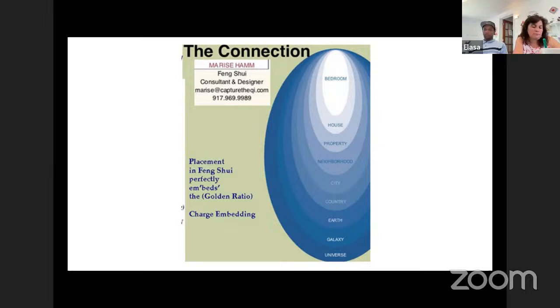But this image shows just how it says bedroom, house, your property, your neighborhood, your city, your country, the earth, the galaxy, the universe. Those micro are literally affecting the macro and vice versa. I believe it because a lot of who I am at home starts at home. I bring it wherever I go. If I'm having a rough day at home, of course, you don't see it, but somebody I'm close to, it'll rub off on them, they'll hear about it.